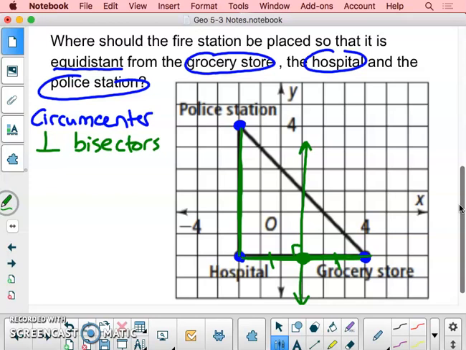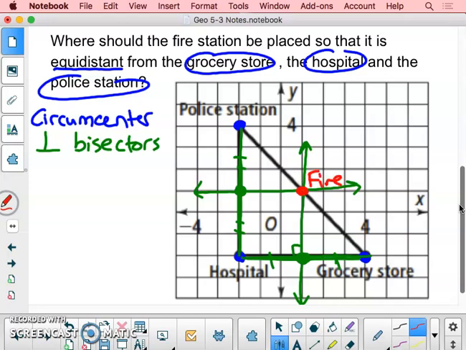Okay? The other one is also a distance of 6. So if I put a dot 3 away from each endpoint, that's going to be congruent right there. I have a midpoint. Perpendicular through that midpoint is the perpendicular bisector. So we just found the circumcenter. This is where we should put our fire station.